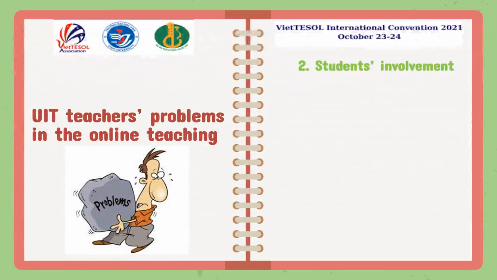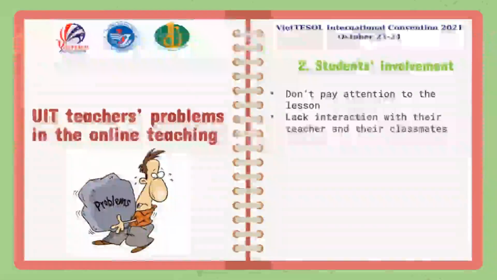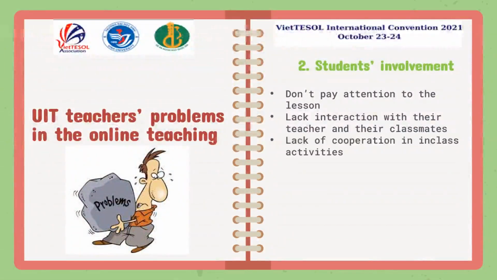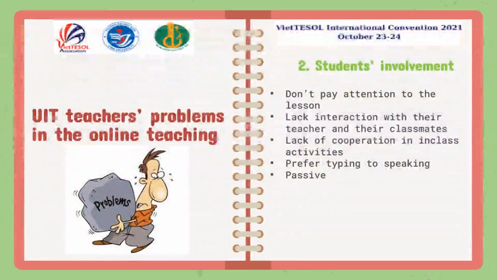The second problem is students' involvement. The students don't pay attention to the lesson, they lack interaction with the teacher and their classmates, they lack cooperation in class activities, they prefer typing to speaking. So this is the reality: while the teachers are talking, the students are typing to each other. The students are so passive in learning, and they keep silent when being asked any questions by the teacher.